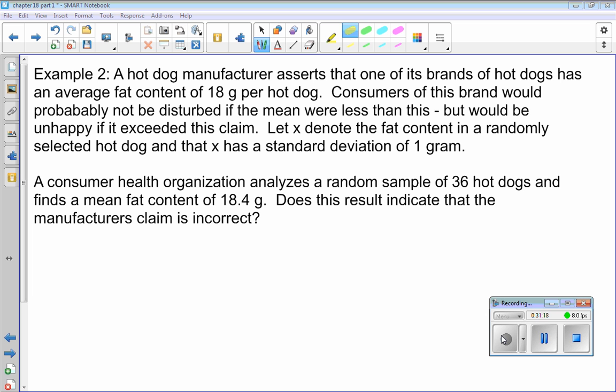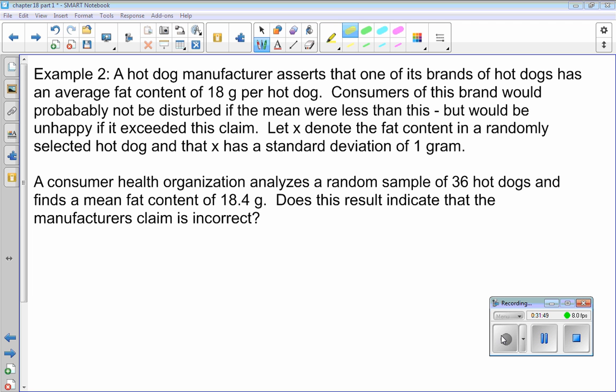In this particular question, you always want to start off: is this a means or a proportions question? How do you know? We're looking for keywords, clue words. Average is one of those keywords. If it's talking about an average or a mean, then we know we're dealing with the central limit theorem, and we know the formulas that we're dealing with.